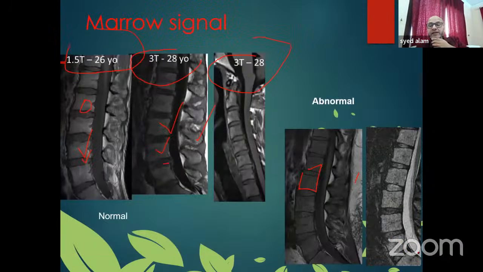Another case is anorexia nervosa. They also have abnormal marrow signal, those who are not eating at all.